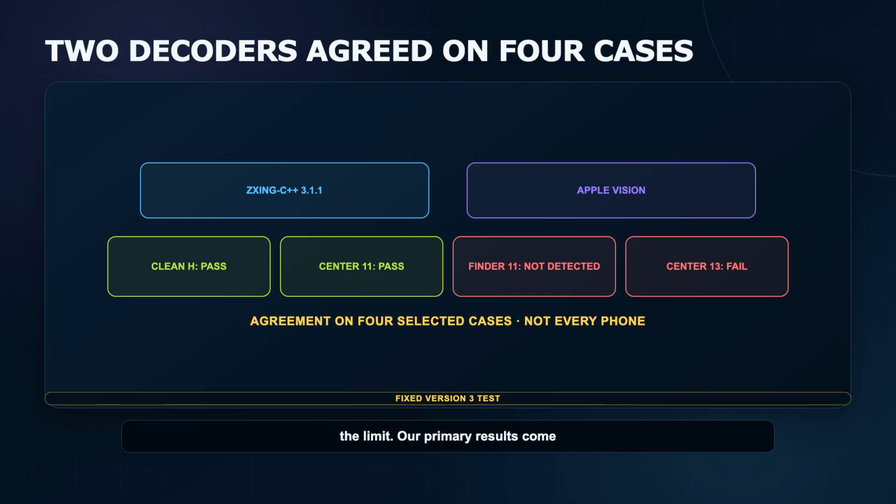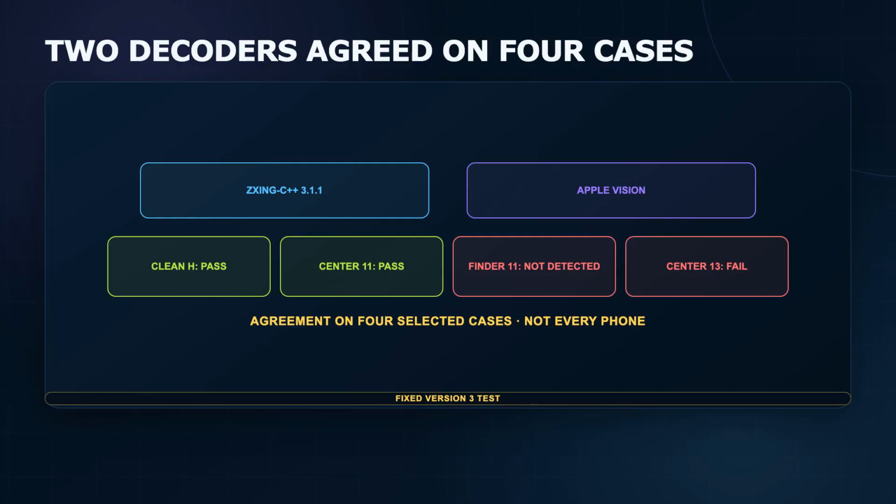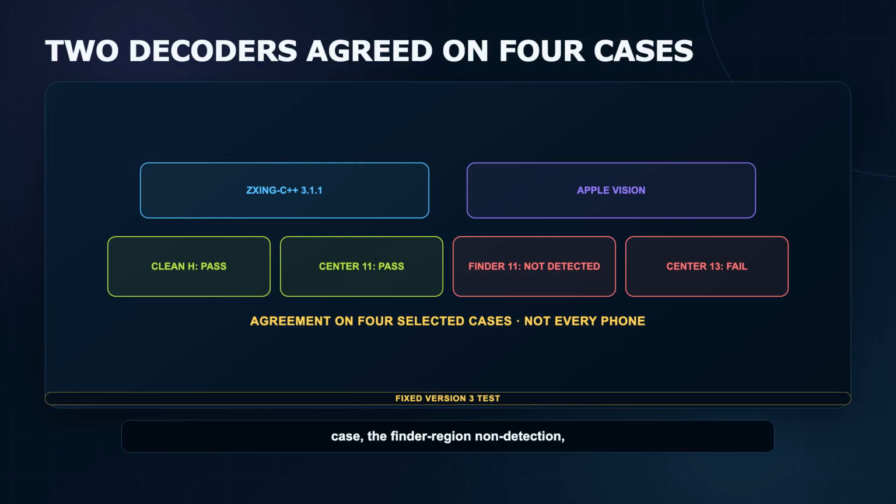Our primary results come from zxing-cpp version 3.1.1. Apple Vision independently agreed on the clean H symbol, the successful 11x11 center case, the Finder region non-detection, and the 13x13 center failure. Agreement strengthens those selected observations. It still does not turn them into a promise for every phone.